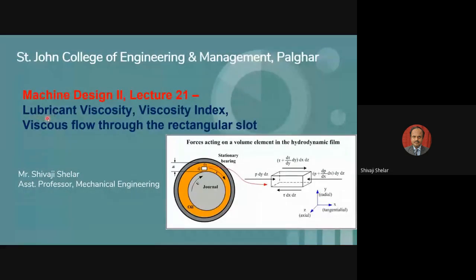We are going to learn in detail the lubricant viscosity term and its measurement, then categorizing viscous fluids based on the viscosity index, and how the viscosity index is created. And one derivation on viscous flow through the rectangular flow. This we already did in fluid mechanics, but this will be specifically for lubricant as a fluid. So we are going to learn this topic today under sliding contact bearing. Let's move to the next slide, where we will be learning about lubricant viscosity.